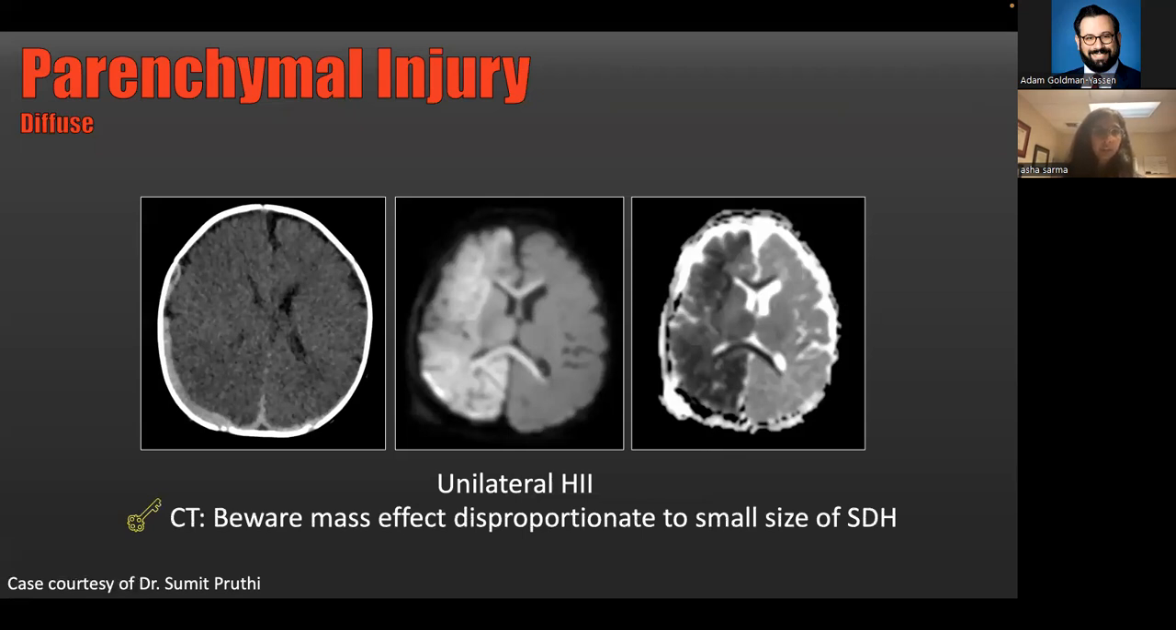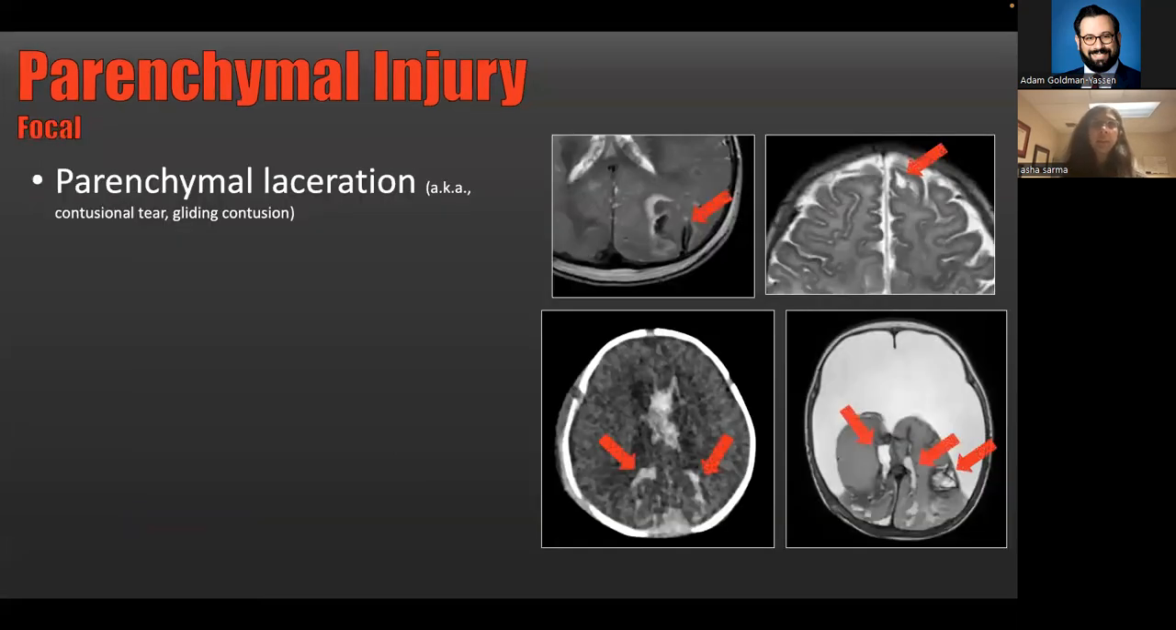So beware on CT, mass effect disproportionate to the small size of the subdural can tip you off that you may see more when you do the MRI. So this is another, similar to bridging vein injury. This is an increasingly known injury that maybe a lot of people who've not delved very deeply into this topic may not have heard of, although many in this audience have heard of this before.